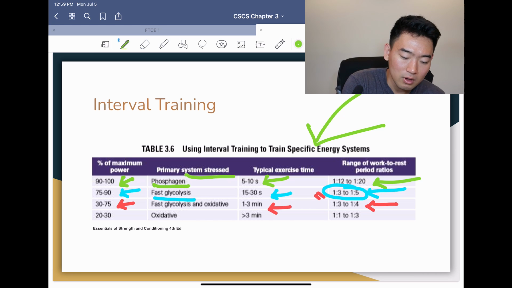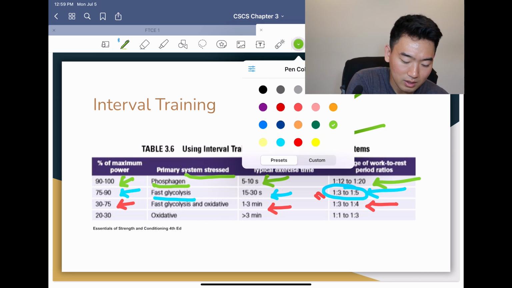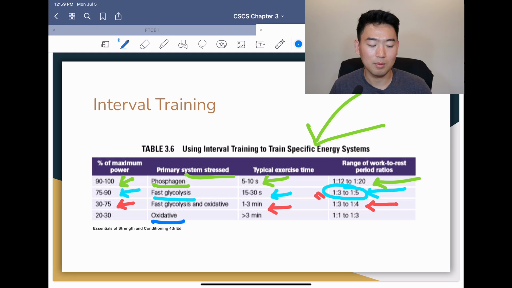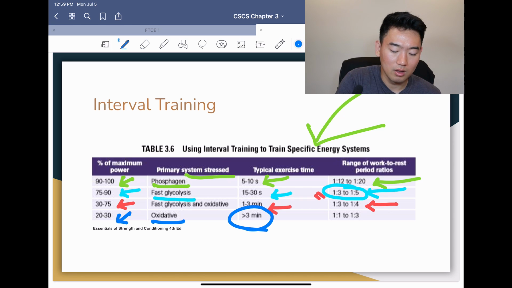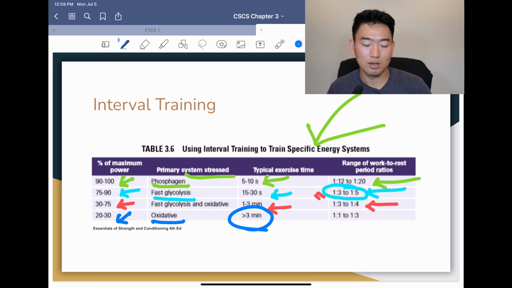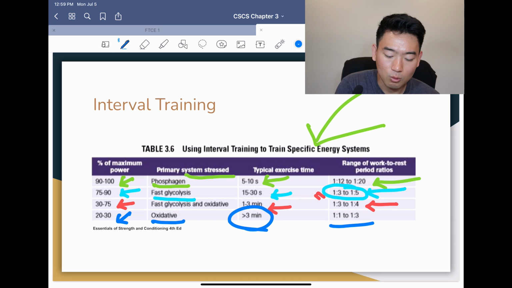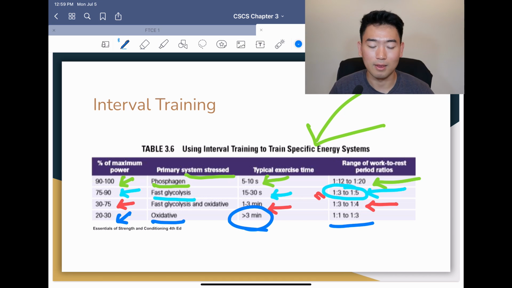All right, so the final energy system we're going to talk about is the oxidative system. So the oxidative system here is our last system. We're going at 20 to 30% of our maximum power. Okay, so not as intense. And also it lasts more than 3 minutes. So the marathon example that I gave earlier is a great example of the oxidative system being used to resynthesize ATP. And the work to rest ratio is going to be 1 to 1 or 1 to 3.